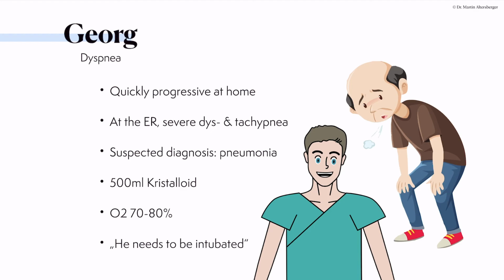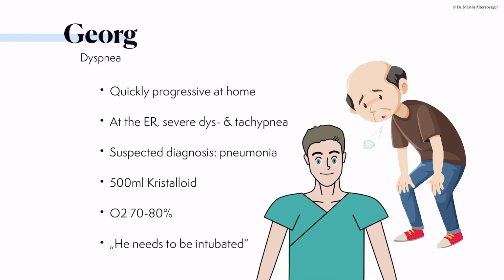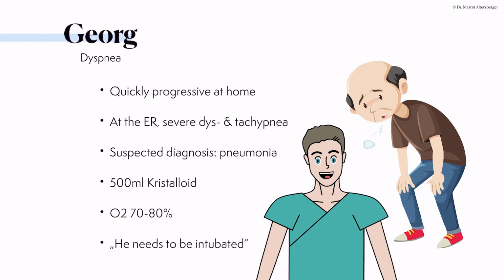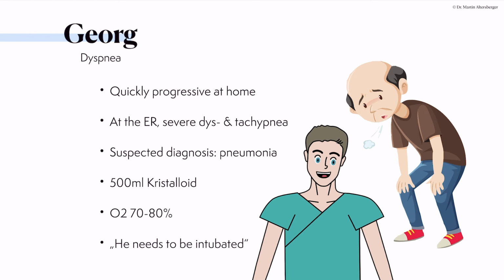The first patient we are discussing is George. George presents to the emergency department with severe dyspnea. It was overall relatively quickly progressive at home. He is in the ER. He moves to the intermediate care unit where I see the patient first, and initially the patient has severe dyspnea and tachypnea. The suspected diagnosis from the emergency department is pneumonia, and there he got 500 milliliters of a crystalloid.